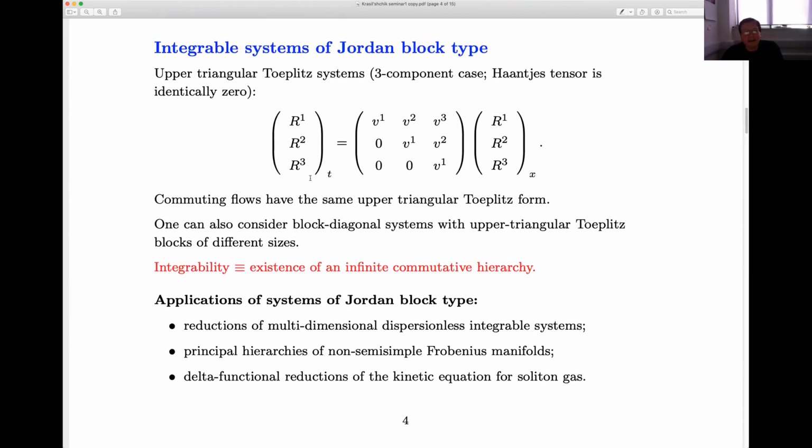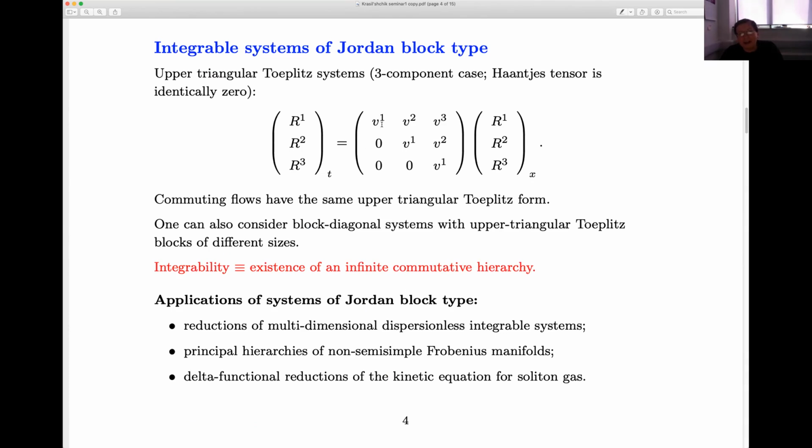These are equations of this kind, where the matrix of the system has an upper triangular Toeplitz type. What does Toeplitz mean? It means that elements along this diagonal are the same, elements along the next diagonal are the same, and so on. Here I'm giving you an example of a 3x3 Toeplitz system, but n by n is similar.